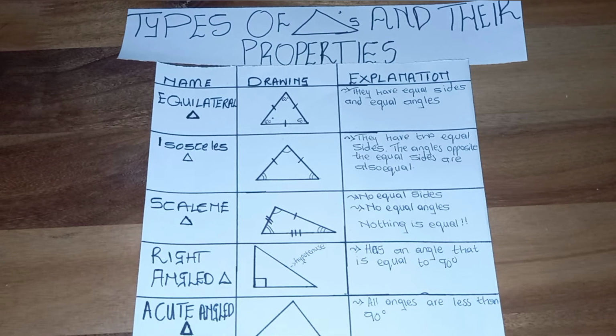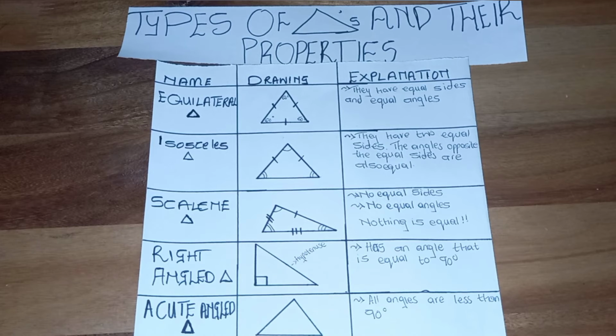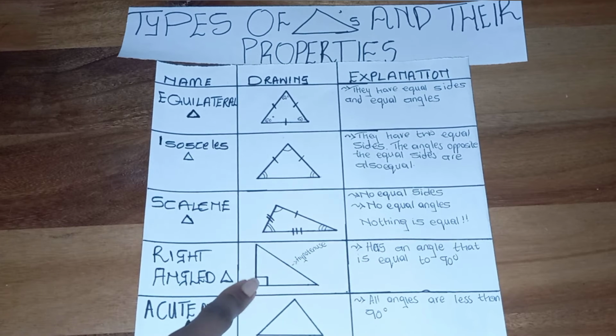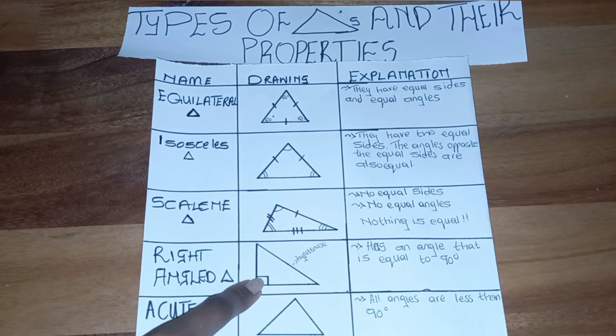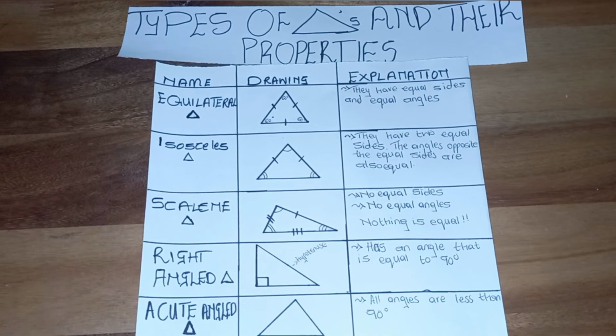So a right angled triangle, you can see it by it having angle 90 degrees. So one of its angles will be equal to 90 degrees, and you can see 90 degrees by this small square. The long side of a right angle triangle, which is opposite to the right angle, is called a hypotenuse. So the hypotenuse is always opposite the right angle.